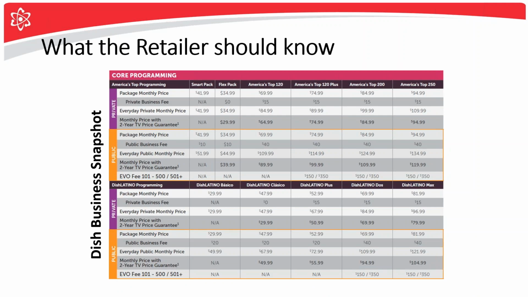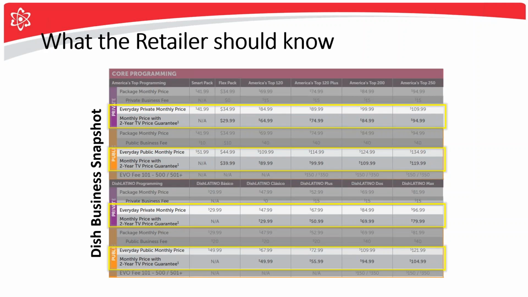You want to make sure you always have the latest snapshot handy. The commercial snapshot is going to be divided one section into your America's Top programming and your Dish Latino programming, and that subdivides into public and private for each. So you're going to want to notice you have your everyday monthly price. Everyday price is going to be the same as it is with residential. Added to that, based on the packaging, will be a business fee or an estimated viewing occupancy fee.